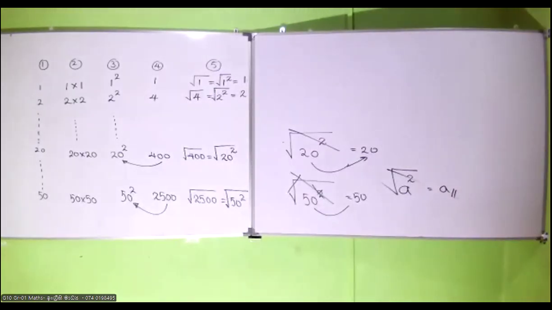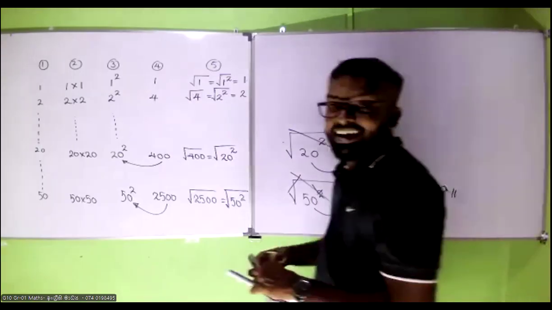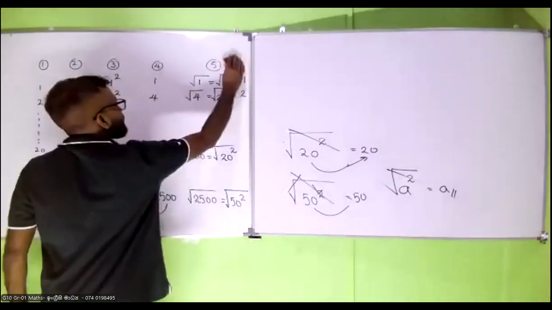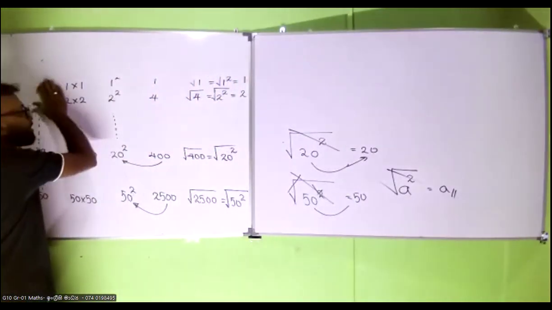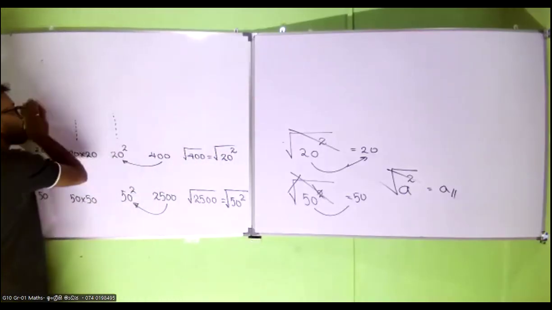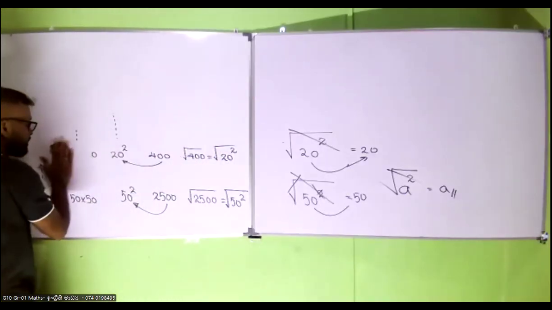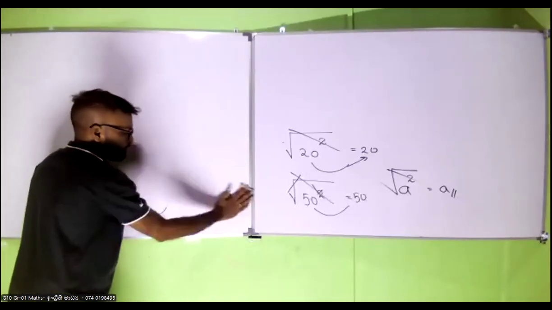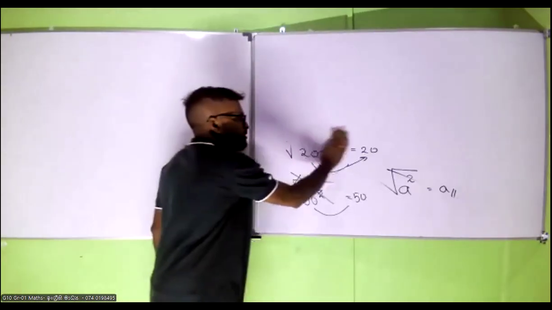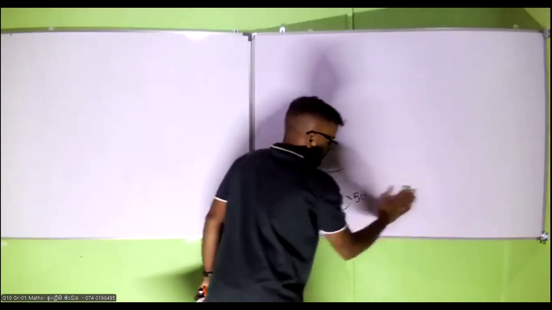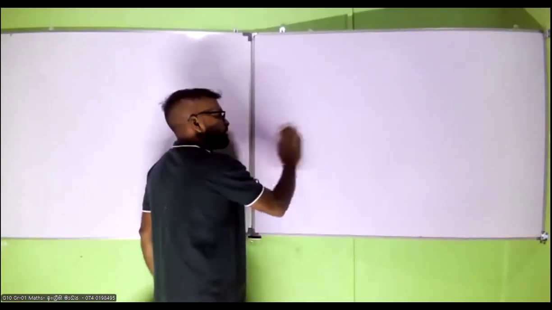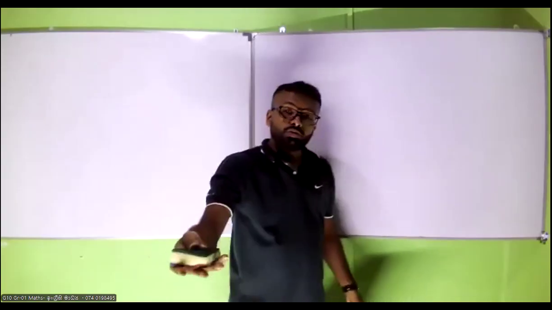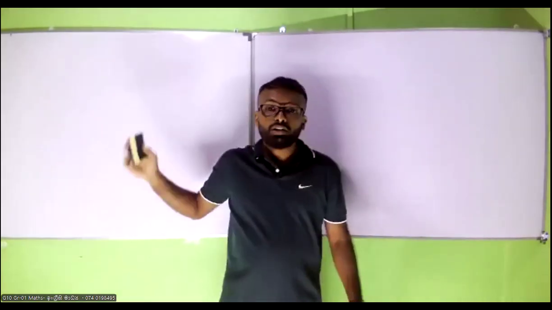Right. Okay. Now we are going to move to the real thing. Now we are going to find the square root of any given number. So how are we going to do that? There are two methods actually to find the square root of any given number. What are the two methods? You can use a calculator and you can do it manually.